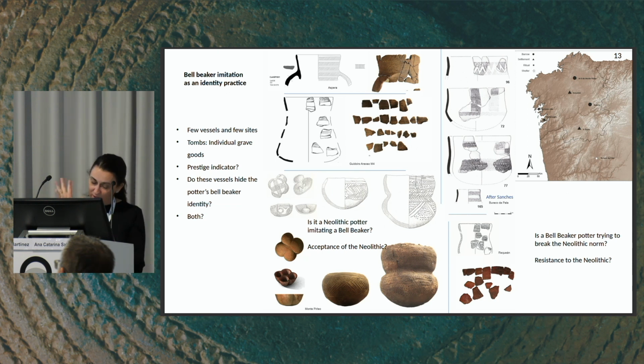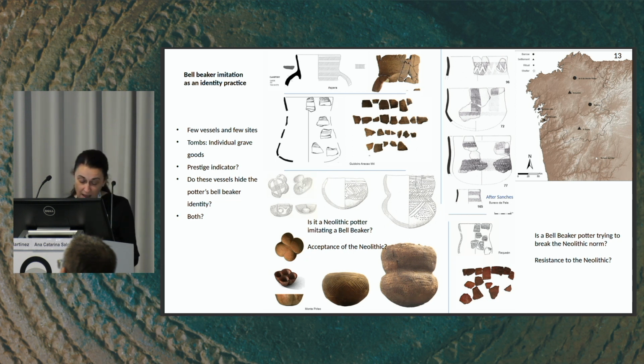Could this correspond to a person from a Beaker group who lives in a Neolithic community and should be making Neolithic pottery? Or another question, this potter doesn't know how to make Neolithic pottery? Another question, this potter doesn't want to make Neolithic pottery? I don't know. In these vessels, we see an individual hand which must correspond to a social norm. Could there be a strategy of identity concealment behind the manufacture of these pieces?